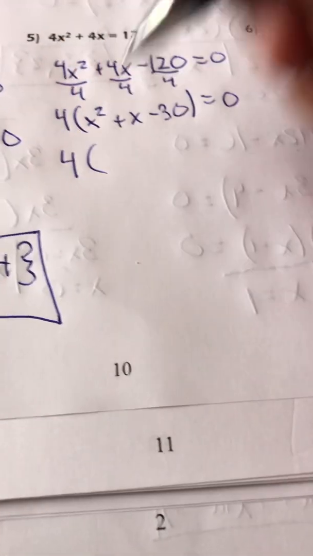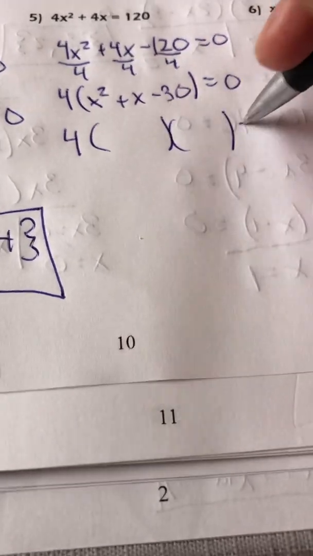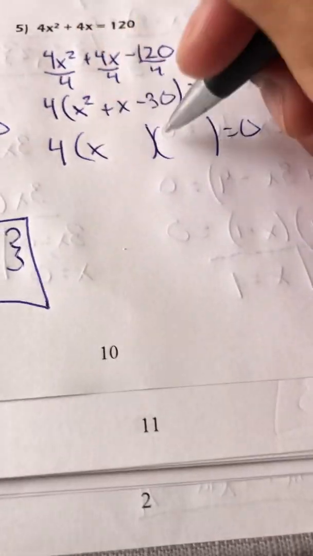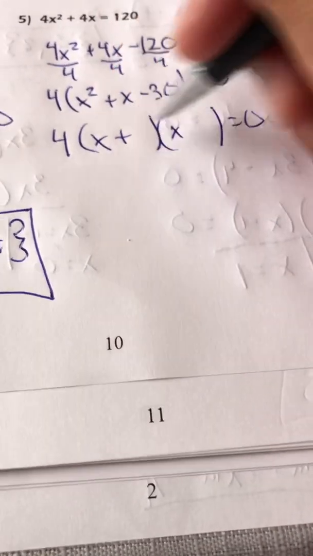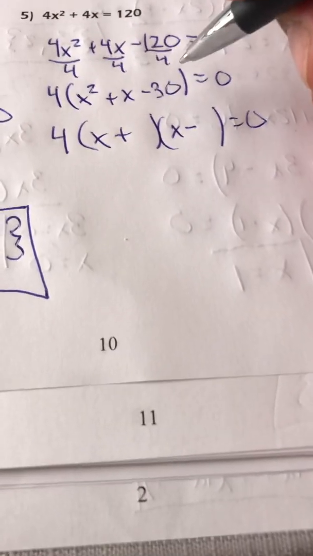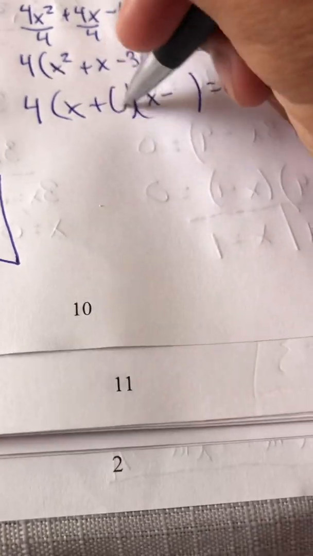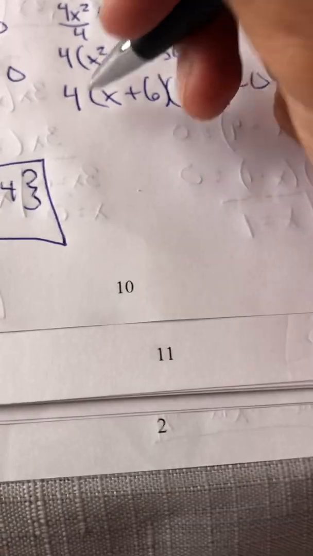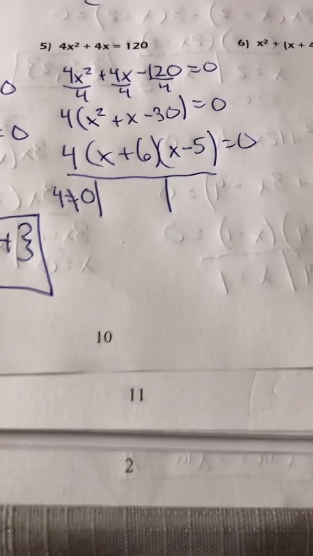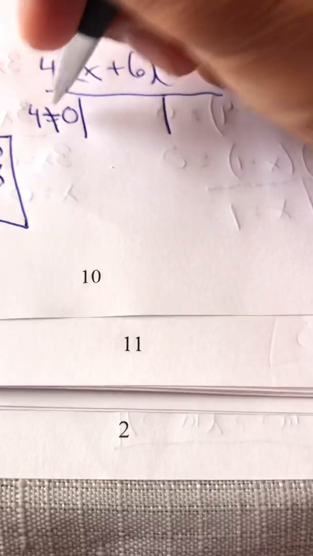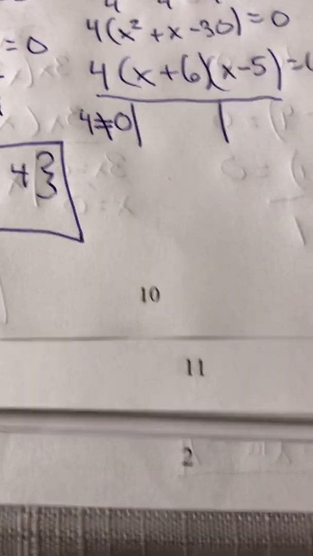So we have 2 sets of parentheses. And I have x and x. Signs are opposite once again. Factors of 30 that give me a positive 1 would be a positive 6 and a negative 5. Now, when we t-bar these, this one right here, there's no variable attached to it. So when we set it equal to 0, we just put a line through the equal sign because 4 cannot equal 0. And you're done with that one.